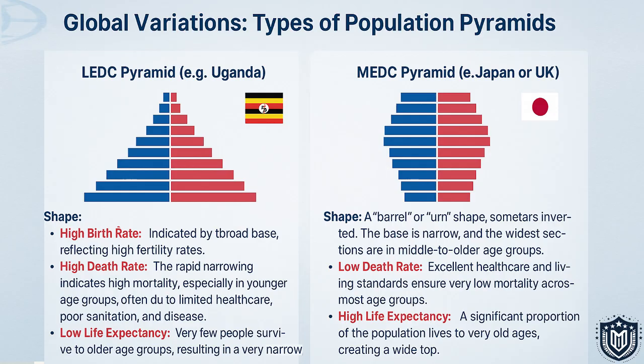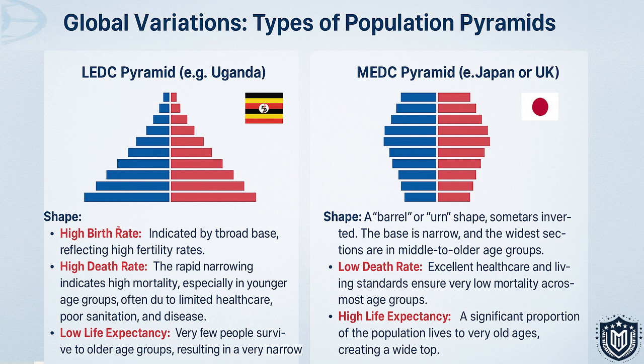Understanding how population structures vary around the world helps us see how countries grow, develop, and plan for the future. Let's begin with LEDCs, like Uganda. Their pyramids have a classic triangular shape, wide at the base indicating high birth rates, and rapidly narrowing upwards due to high death rates and low life expectancy. This shape reveals a young population with significant challenges in healthcare and sanitation.